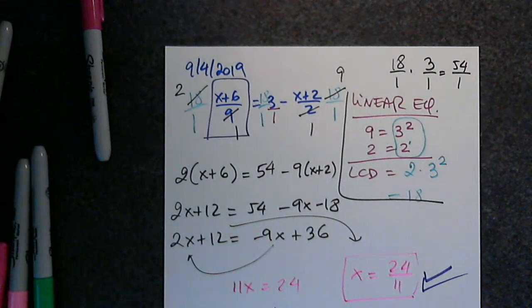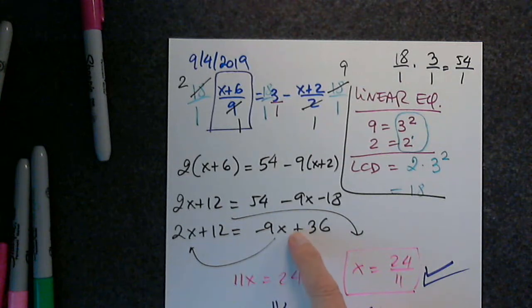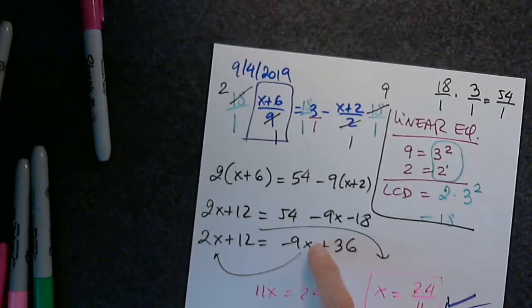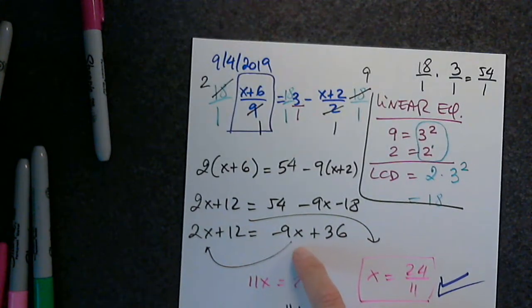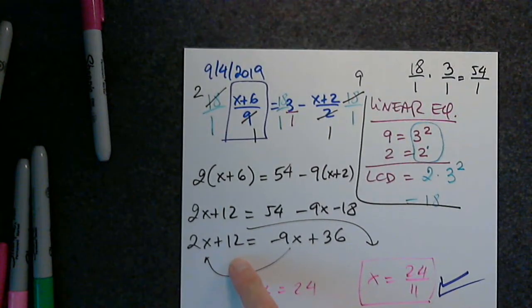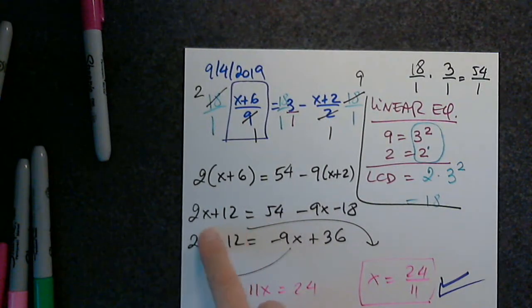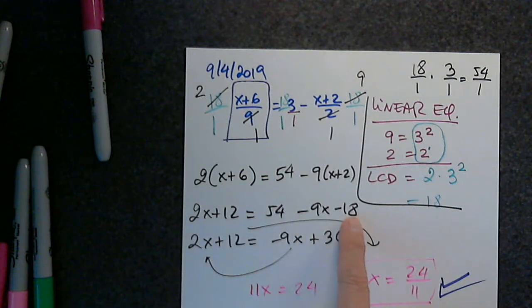From the last equation, I think from here? Yeah. 2x plus 12. I think you collected the like terms, right? But these are not like terms. No, 2x and 12 are not like terms. Yeah, I know. 54 and negative 18 are like terms. That's how I get 36.